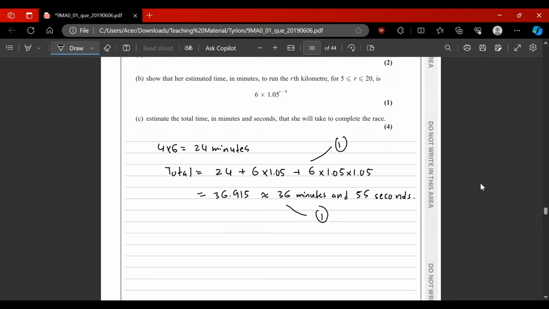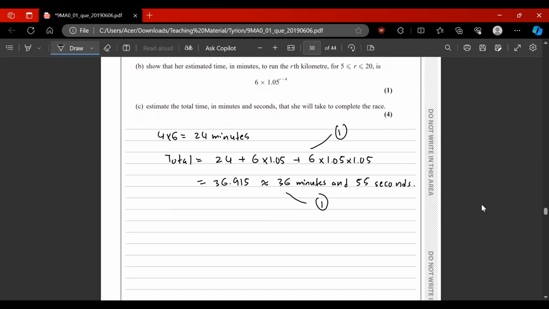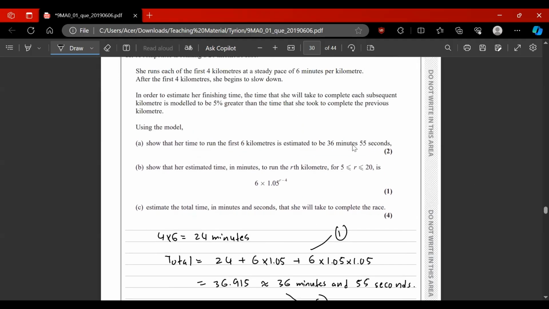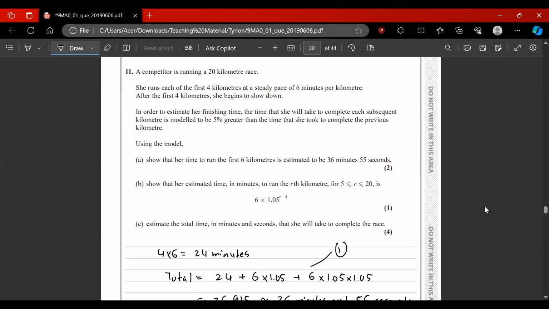Then in part B, we are asked to show that her estimated time in minutes to run the nth kilometer for the 5th to the 20th kilometer is 6 times 1.05 to the power r minus 4. So you can see clearly this is a geometric progression or geometric series where with each successive lap, the runner basically takes 0.05 common ratio greater than the previous lap, or we could say 5% greater time than the previous lap.